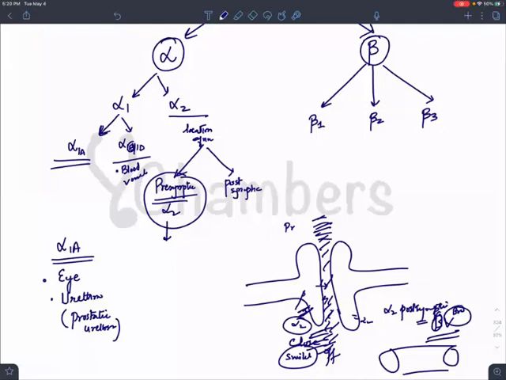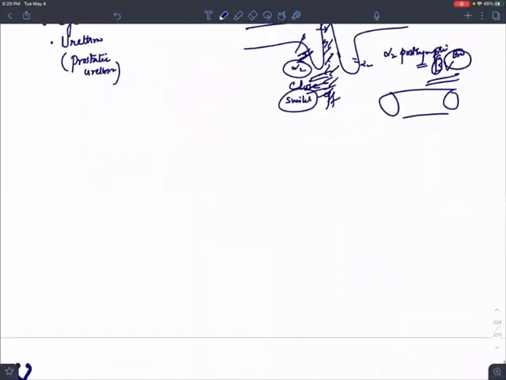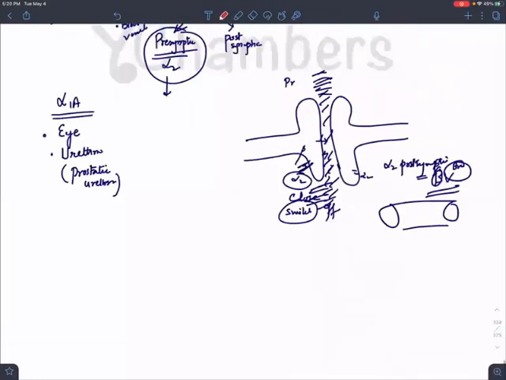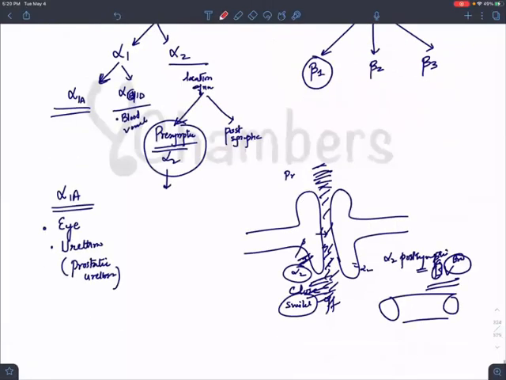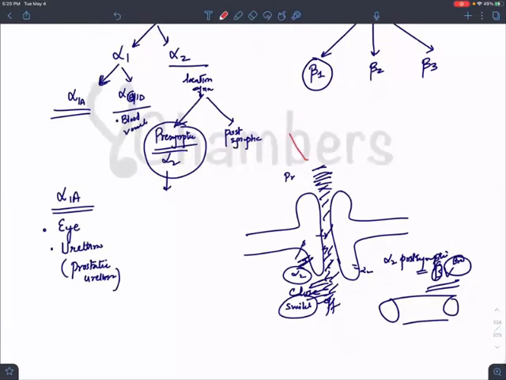Now, beta 1. Every time I have taught many batches, my seniors also, I told them to learn like this. Take a red pen. If you have space, make a heart like this. Decorate it with beta 1. Guys, start decorating beta 1.